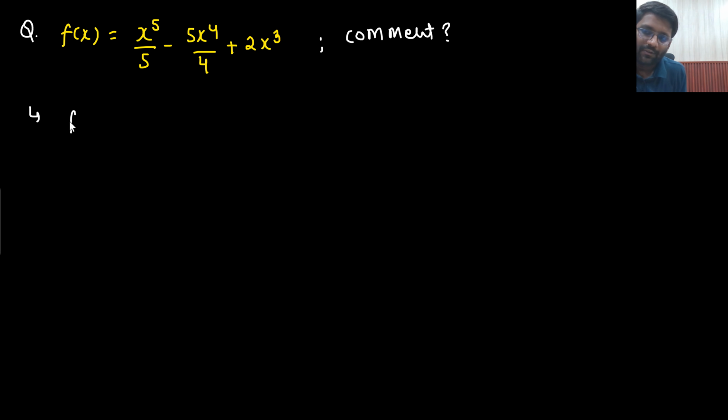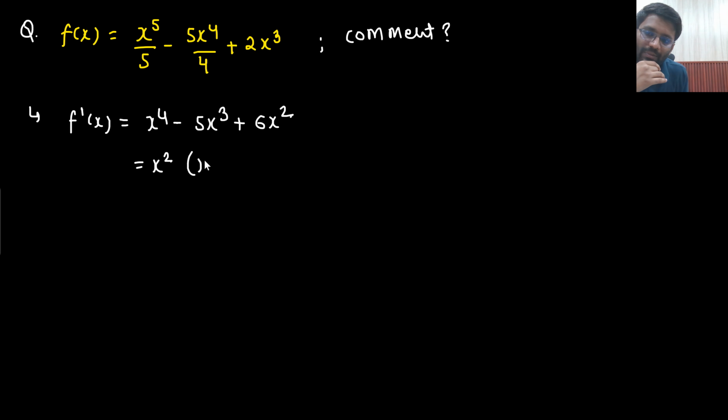What I need to do is that first I will find out f dash x. What I am getting is x to the power 4 minus 5x to the power 3 plus 6x square. So I will take x square as common. This will become x square, x square minus 5x plus 6. So what I am getting is x square, x minus 2, x minus 3. Right? This is the scenario I am getting.